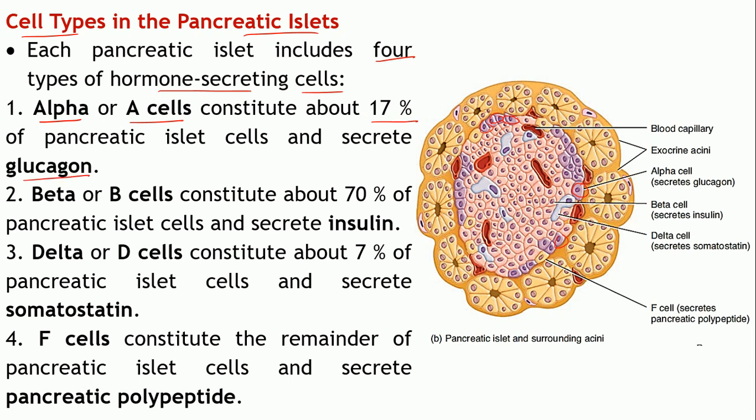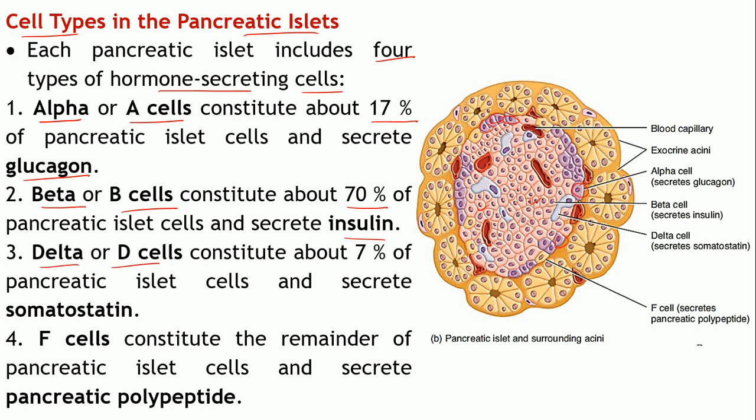Then the second type of cell is the beta cell or B cell. These are the ones. As you can see, these type of cells are more numerous, right? So around 70% of the pancreatic islets comprises the beta cells, and the hormone produced by this type of cell is insulin. The third type of cell is delta cells or D cells.